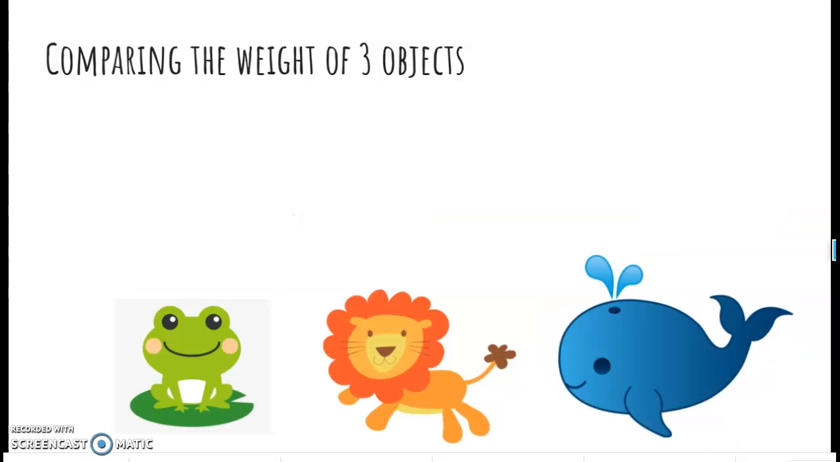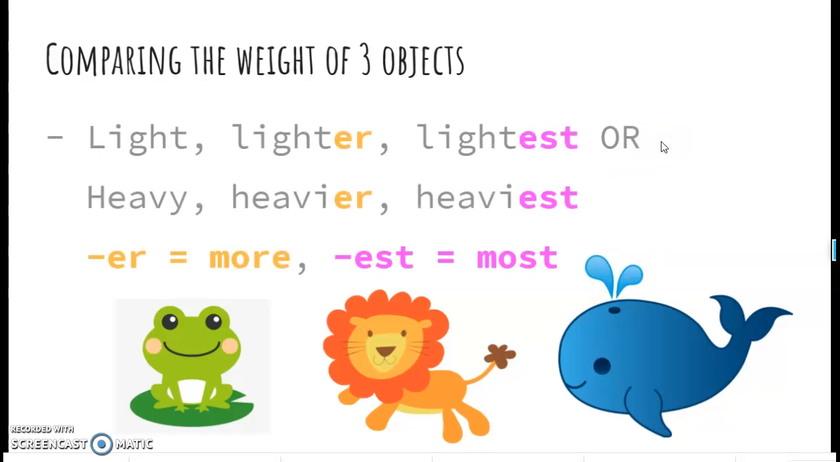I could also compare the weight of three objects. Now I have three animals at the bottom of my screen: a frog, a lion, and a whale. So I could describe these animals as light, lighter, and lightest, or heavy, heavier, and heaviest. Again, the "er" part of the words in orange means more. So lighter means more light, heavier means more heavy. The "est" part of the words in pink means most. So lightest means most light, and heaviest means most heavy.